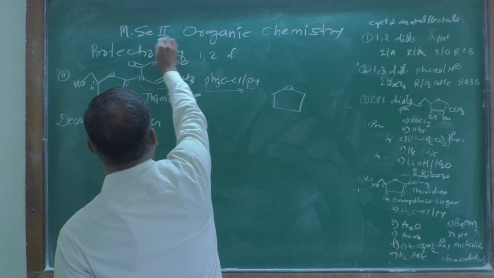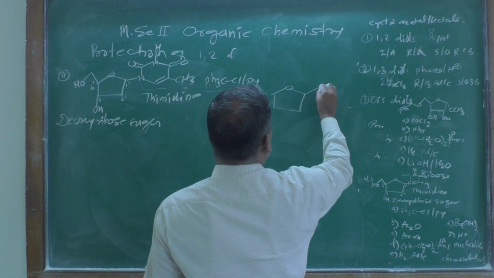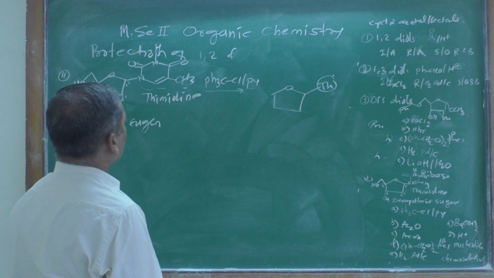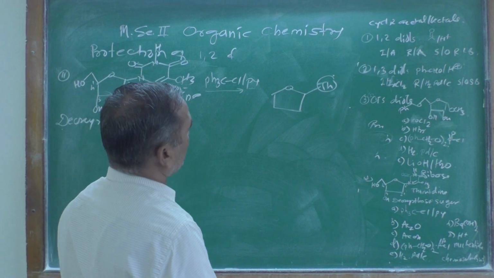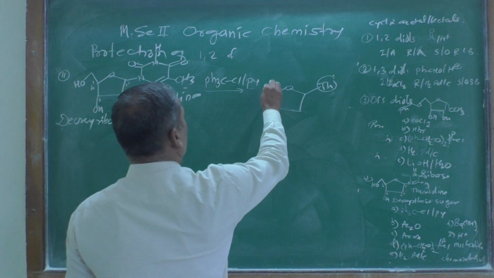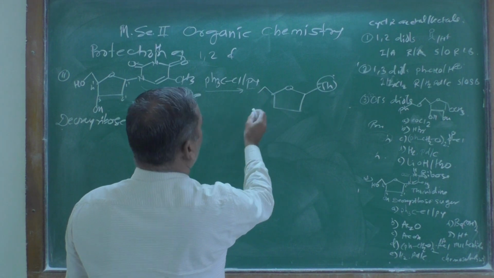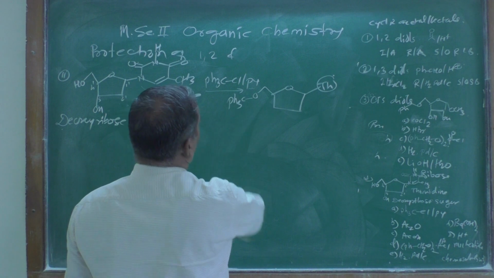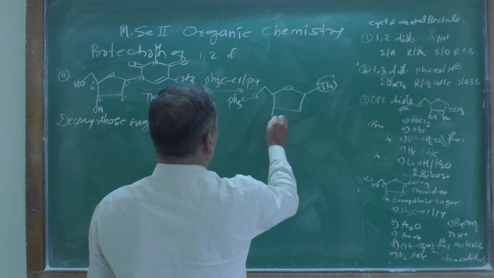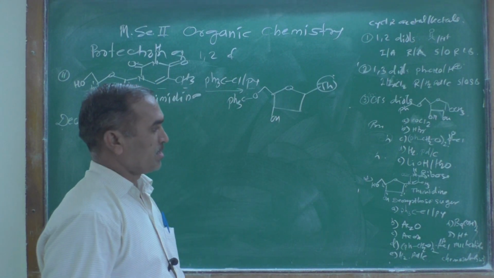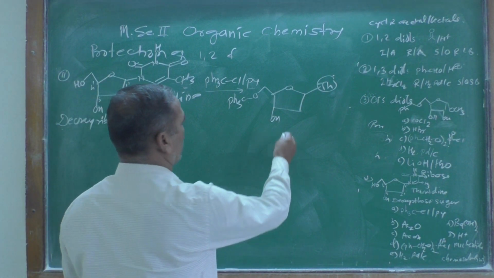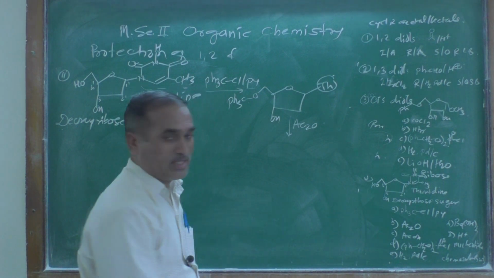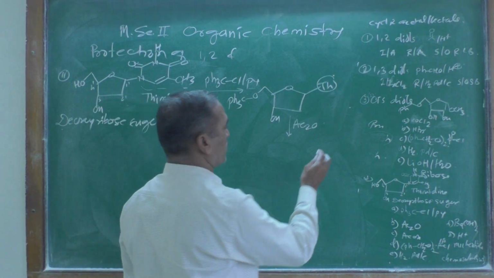Instead of writing the whole group, you can write only TH, meaning thymidine, which you can consider here specifically. Here O, then CPh3, that type of compound gets protected, and the OH stays as it is. Then this compound is further treated with acetic anhydride, Ac2O.